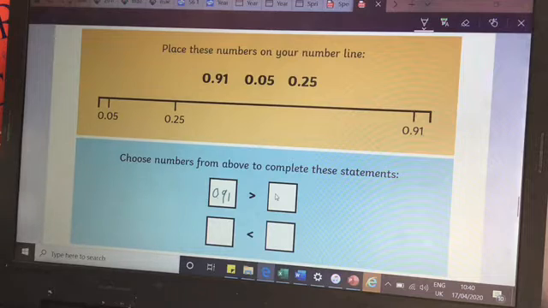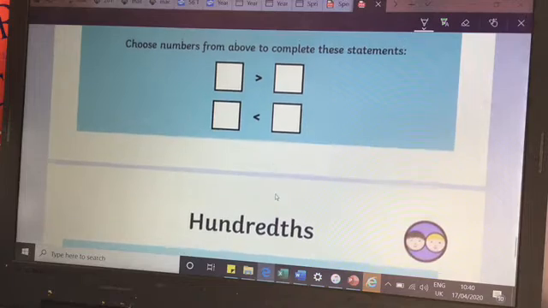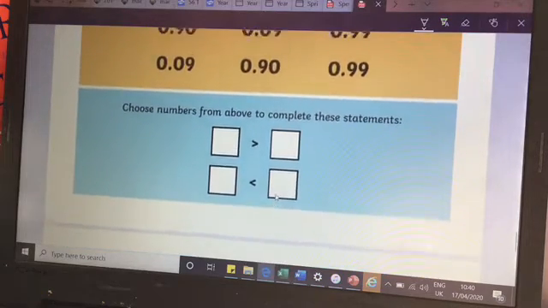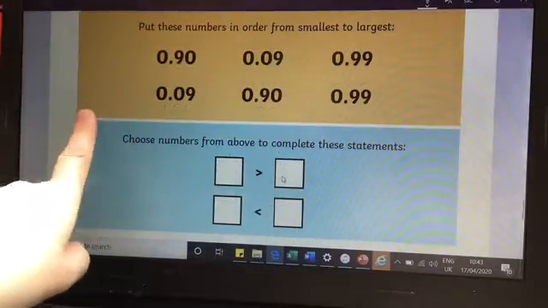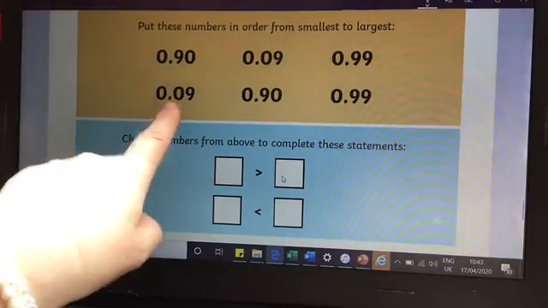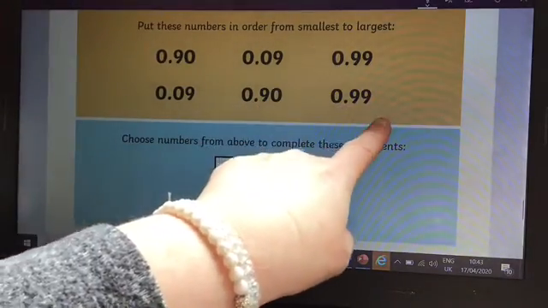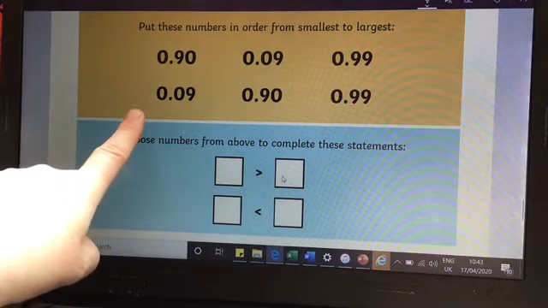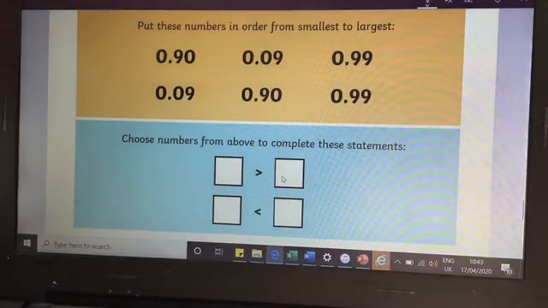Okay, I'm going to move on to the next slide. Hopefully you've been able to complete those boxes. If not, just pause the video and complete them before moving on to the next slide. So again, we're looking at hundredths. This time there's lots of 9s in here, so you have to be very careful when you're ordering these numbers. I would start off by drawing a number line if you're not sure. The smallest is 0.09, followed by 0.9, followed by 0.99. Remember you can use a number line to help you if you're not sure. Again, can you choose a number to complete these statements?